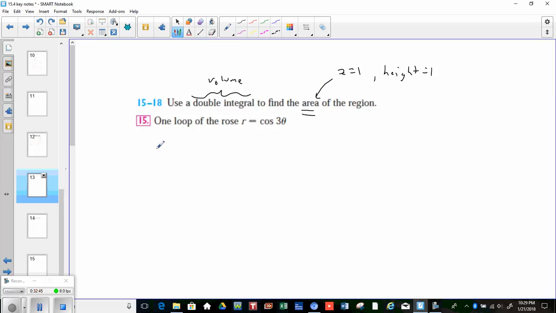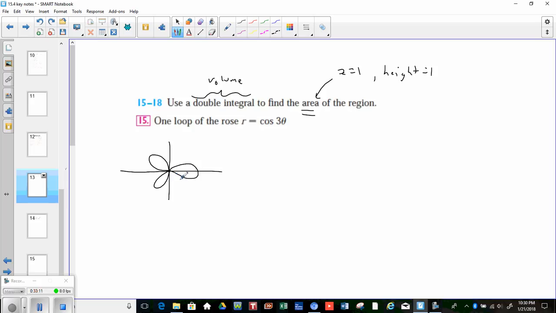All right, so let me show you again what these loops look like. This one, r equals cosine of 3 theta, looks something like this. It's got one loop that comes out like this, and then the other loops kind of do something like that. They are all supposed to be symmetric. I did not draw it very well, but this is what cosine of 3 theta looks like.